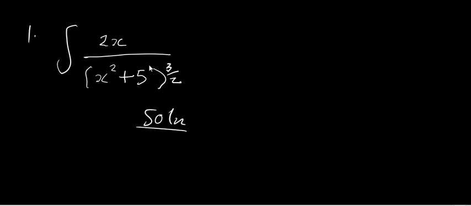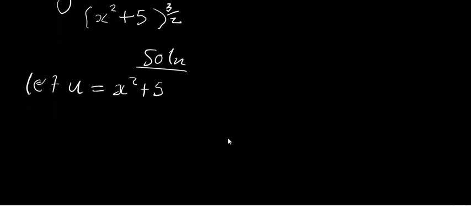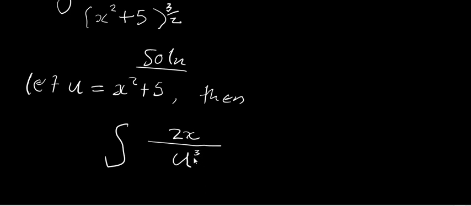When using the substitution method, I need to analyze this question. The only way I can work it out is by replacing the denominator. So let u be equal to x squared plus 5. If I let u be equal to x squared plus 5, what am I going to have? My integral will look like this: the integral of 2x over u to the power 3 over 2, because I have replaced the denominator, and then there is a dx there.